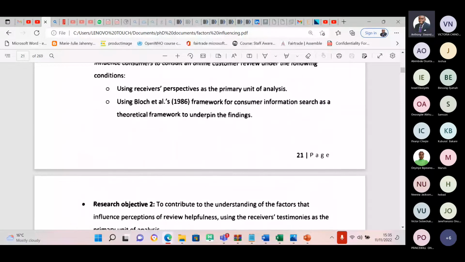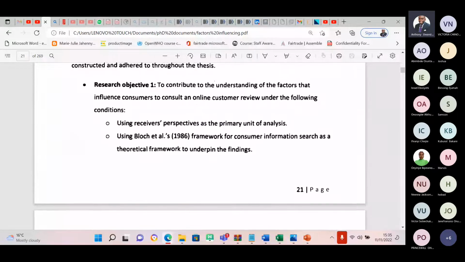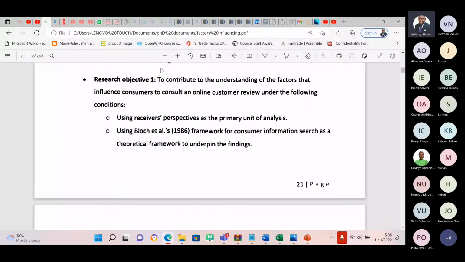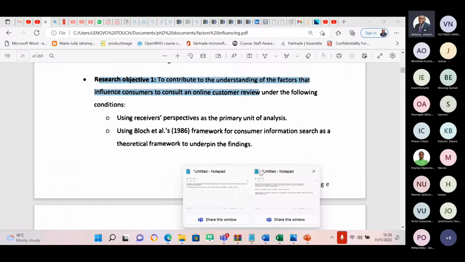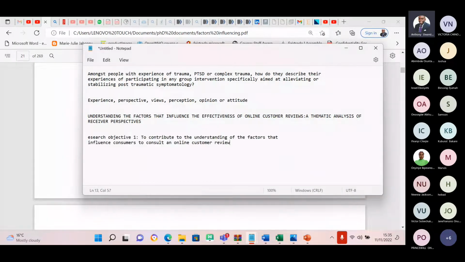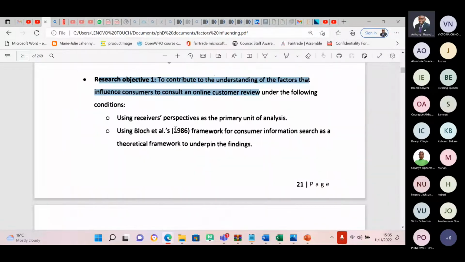Now look at the ways of framing your research objective. Number 1, 2, 3. It's very important you understand these types. Research objective 1: to contribute to understanding of what, XYZ. If you're doing a review, that is an example of a way to frame it, as making a contribution to knowledge. So that is one way of framing your research objective, to contribute to the understanding of whatever XYZ. What's the next one?